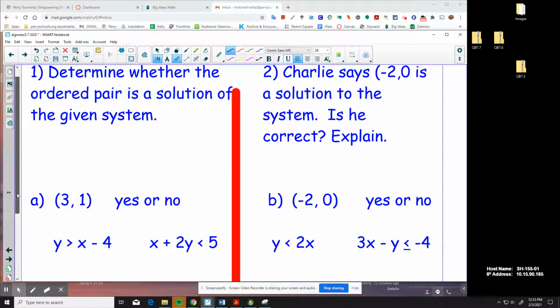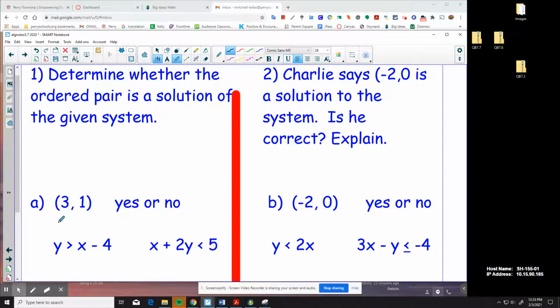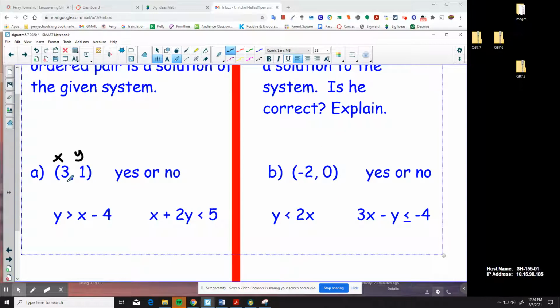All right, so the first few on your homework are like this. So you have to determine whether the ordered pair is a solution or is in the double shading for those 2 inequalities. So we're looking for yes or no as our answer. So if this one's X and this one's Y, we have to plug them in since I don't have the picture. So the 3 is going to go right there and the 1 is going to go right there.